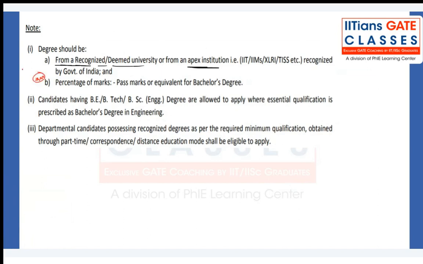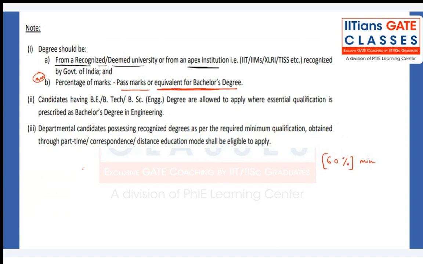The percentage of marks: pass marks or equivalent of bachelor's degree. Again, when the form opens, they will specify once again what the minimum percentage required is. In the previous recruitment by the same authority, the Airports Authority of India, they had mentioned very clearly that 60 percent was the minimum qualification for the bachelor's degree, guys. Minimum percentage required to apply for this post, 60 percent.